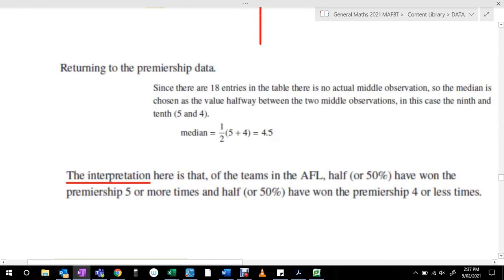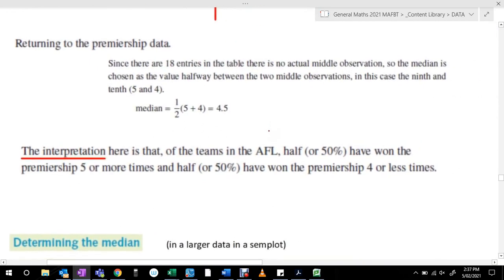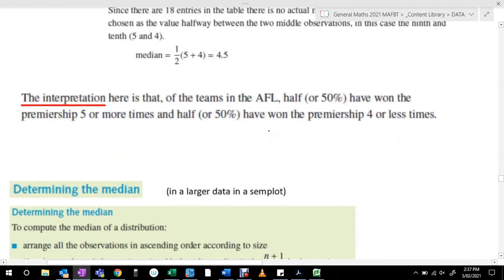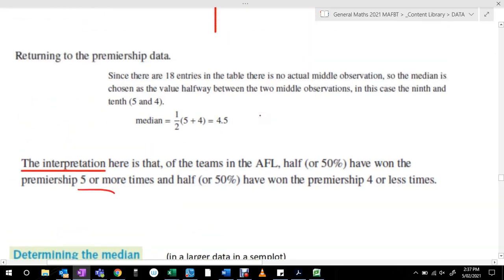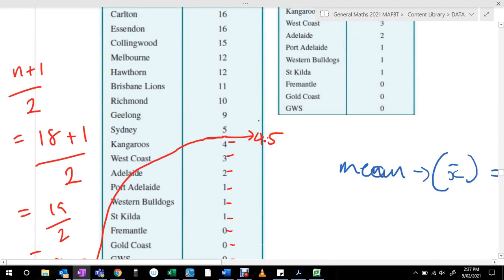So in terms of interpreting it, you don't have to interpret it just yet, but sometimes you'll be asked to talk about the median. In terms of the interpretation here, you can see that of the AFL teams, half or 50% have won 5 or more, and the other half have won 4 or less, because the median is right in the middle.